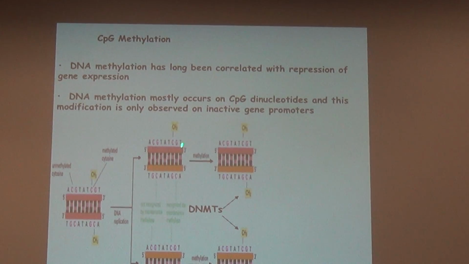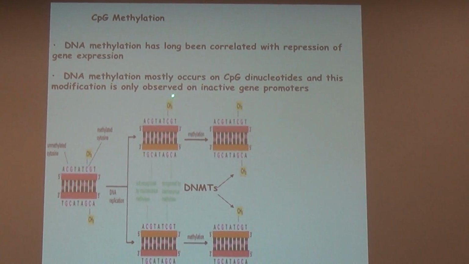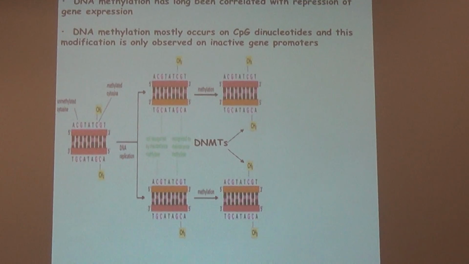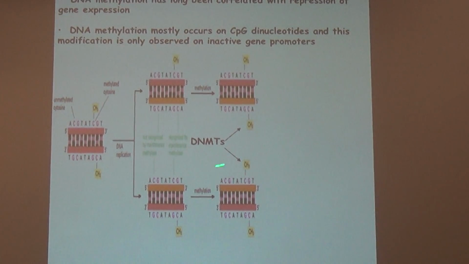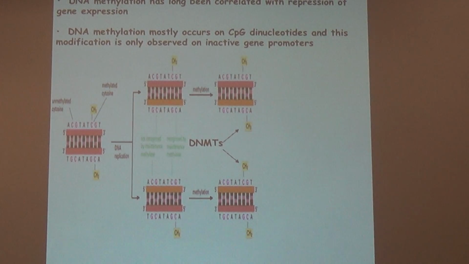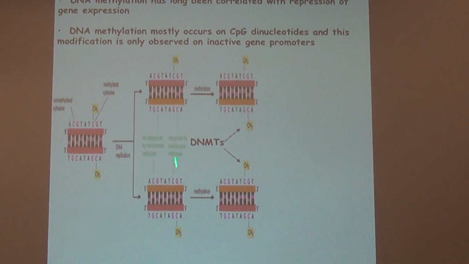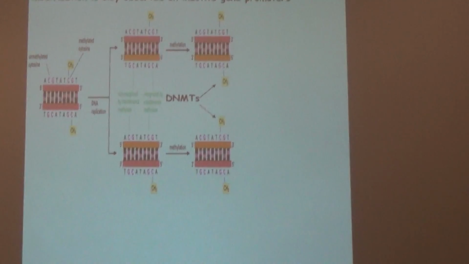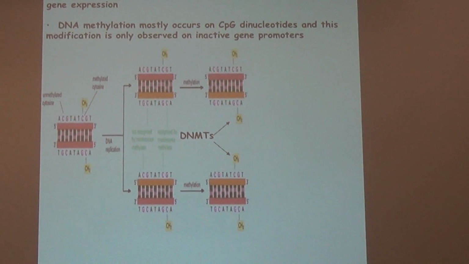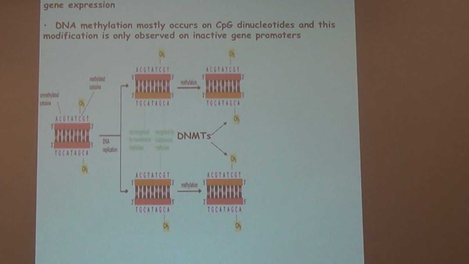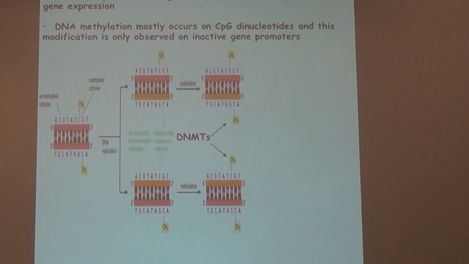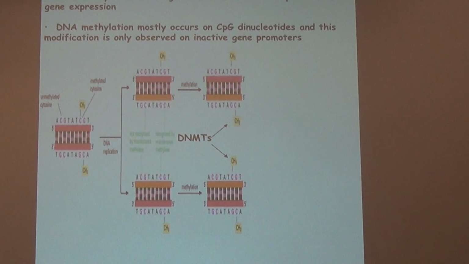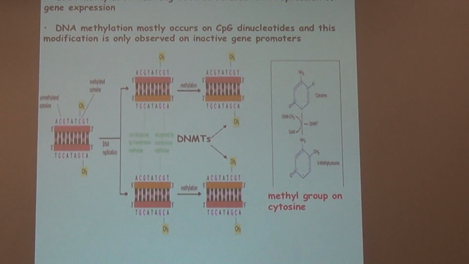Now you go through replication, you have one DNA strand with a methyl group, the other DNA strand without a methyl group. There is a specific enzyme called DNA methyltransferase that looks for this. When it finds a molecule that looks like this, it will methylate the other C and it becomes methyl-C. So it replicates itself. So once the state is set up, you can replicate the state and inherit the state over and over and over again. And that's how you maintain the state once it's established.